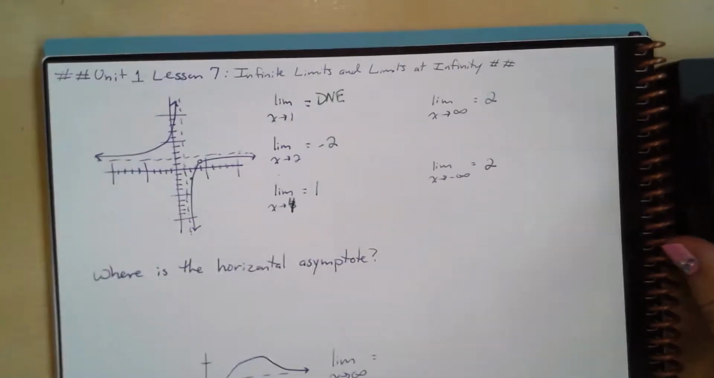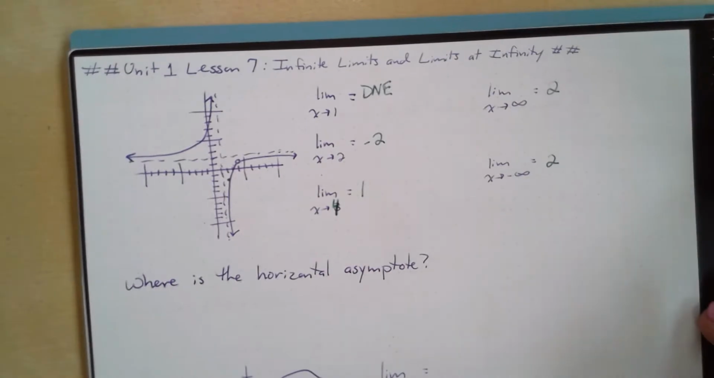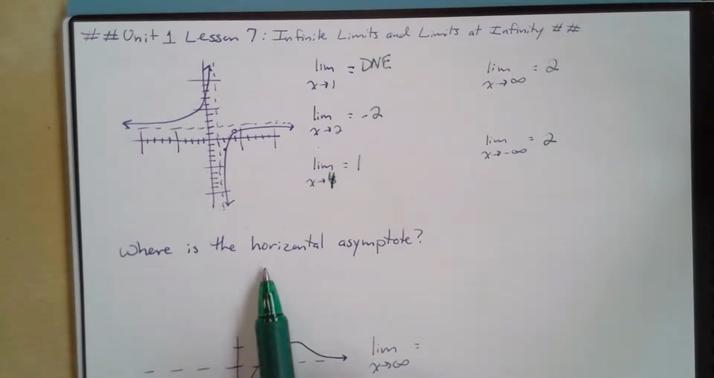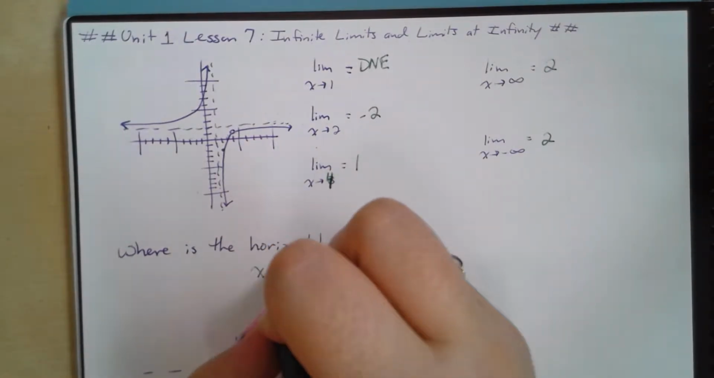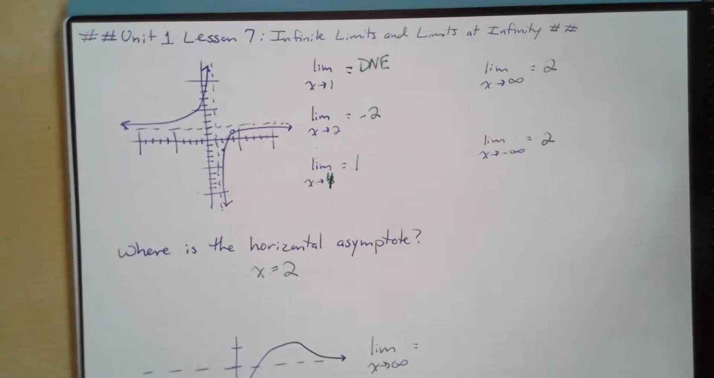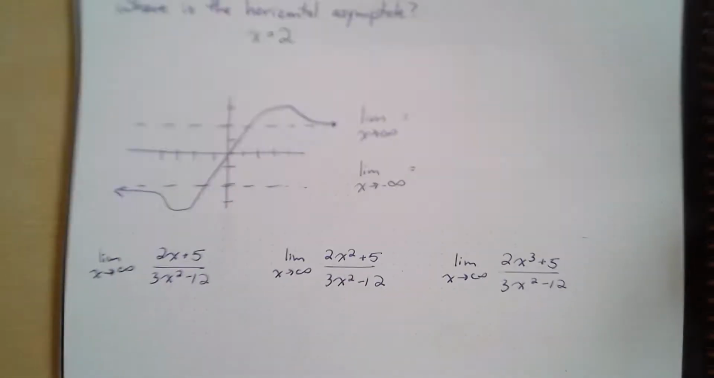So really, when we ask about limits at infinity, we're just asking, where is the horizontal asymptote? And here we can see our horizontal asymptote is at y equals 2. Let's go through another example. So we have a graph here.